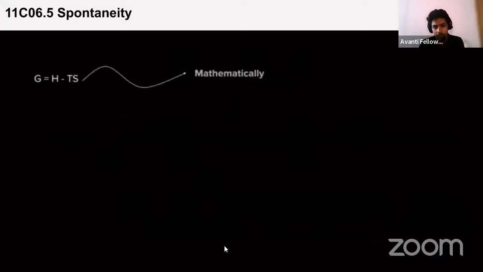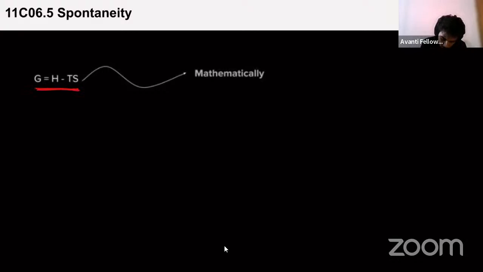Now, this is a mathematical energy equation which was given by Gibbs. What we'll be doing is using this mathematical equation so that we can derive the equation which tells us whether the reaction is spontaneous or non-spontaneous without calculating the entropy of the surroundings. That is what we'll be seeing here.